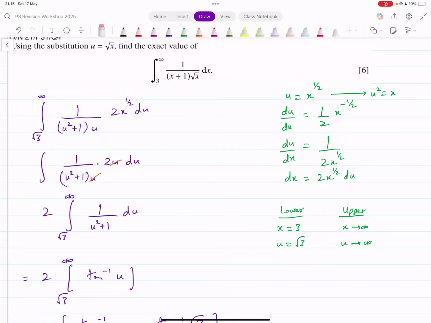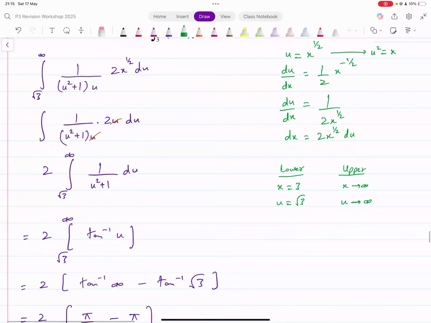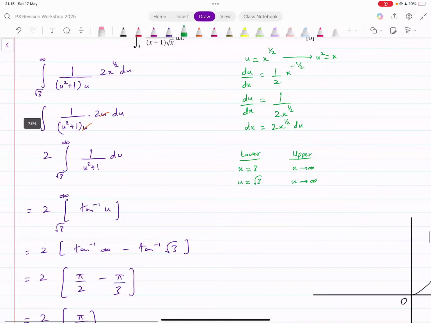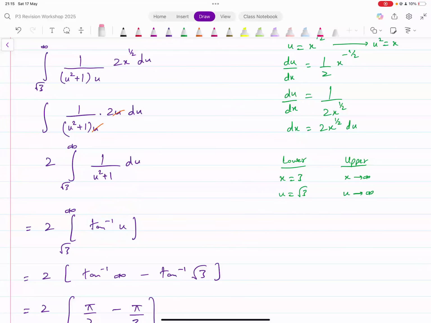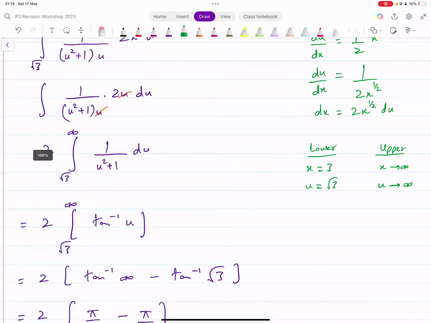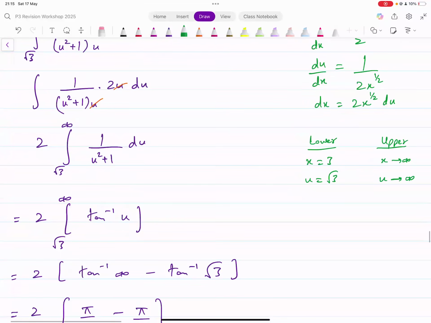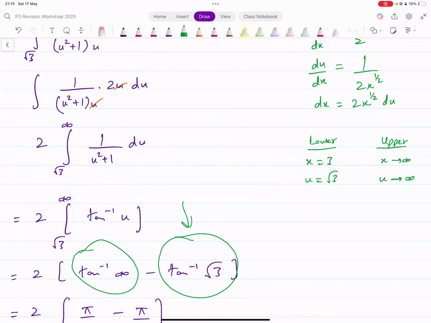Now, how would you deal with them? You integrate it like you normally do. It ends up being tan inverse of u after integration. Right? 1/(u square plus 1), integration of that is just tan inverse of u. Now you input the limits, it becomes tan inverse of infinity minus tan inverse of square root of 3. Now, tan inverse of square root of 3, you can evaluate this on your calculator. What about tan inverse of infinity?